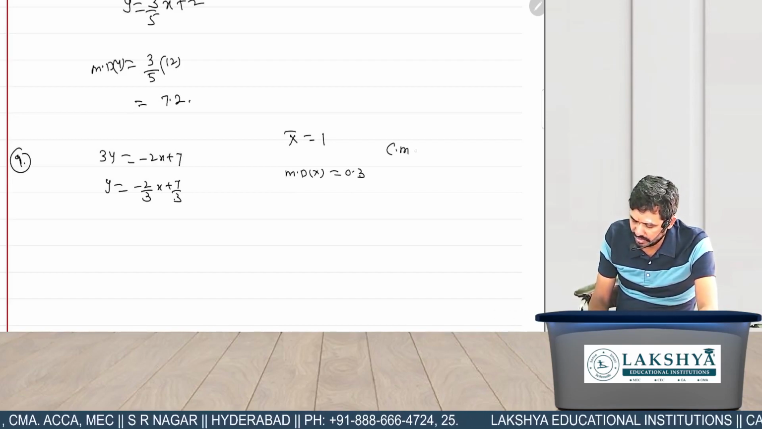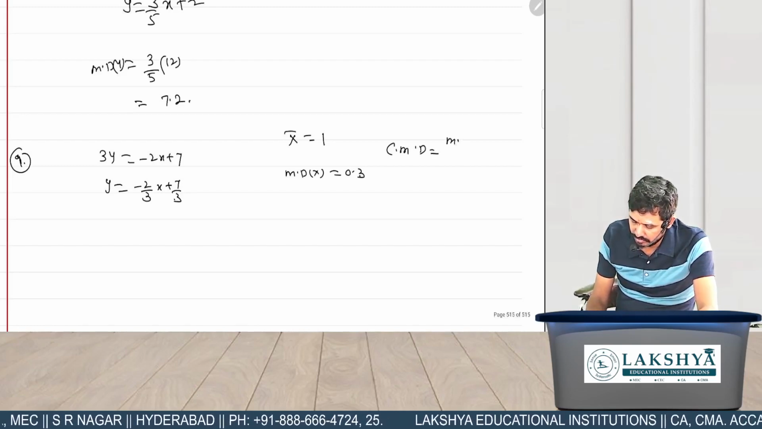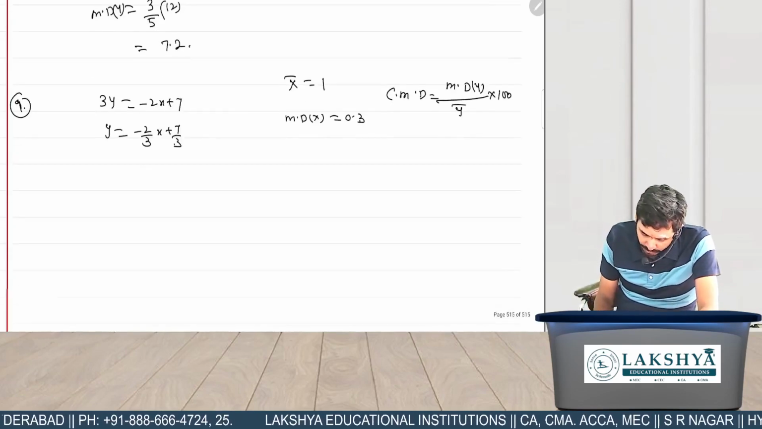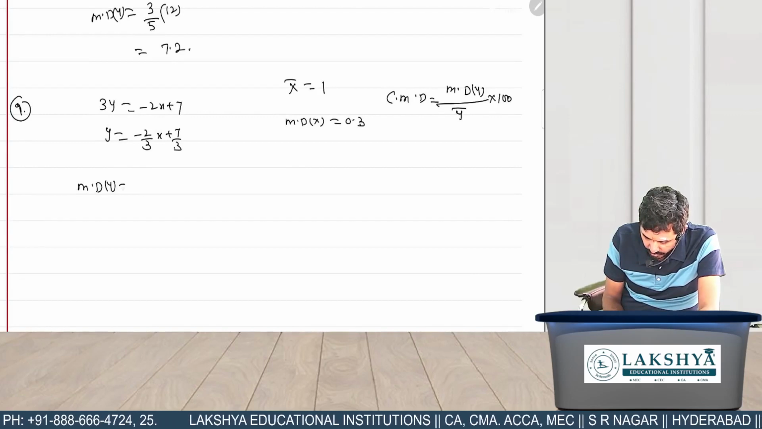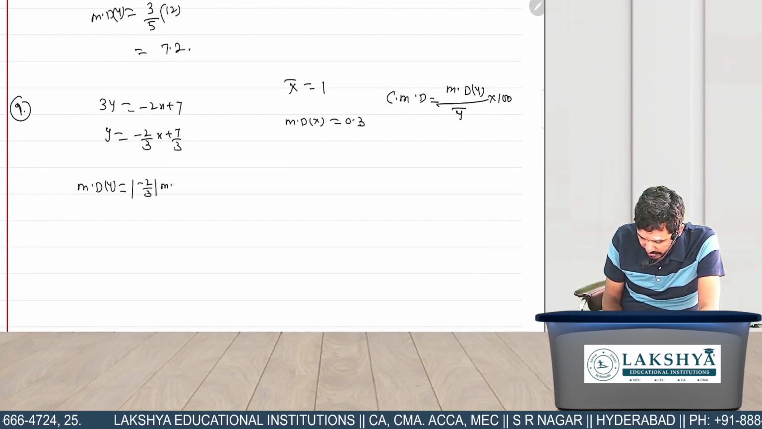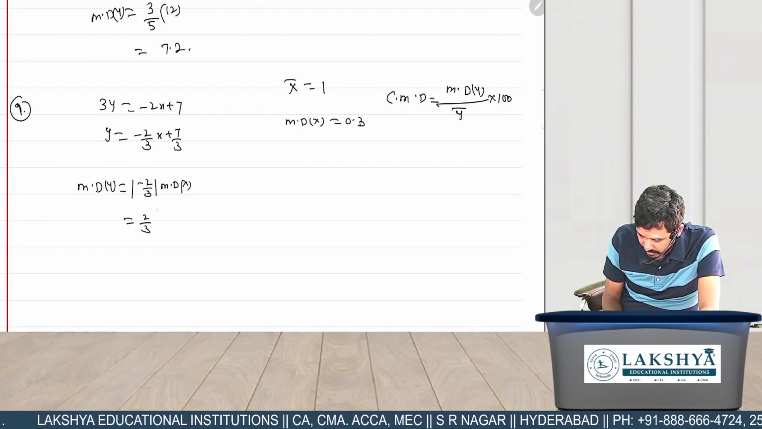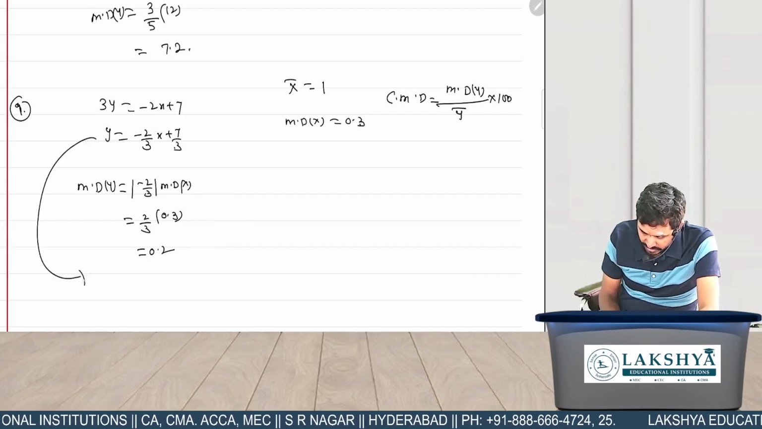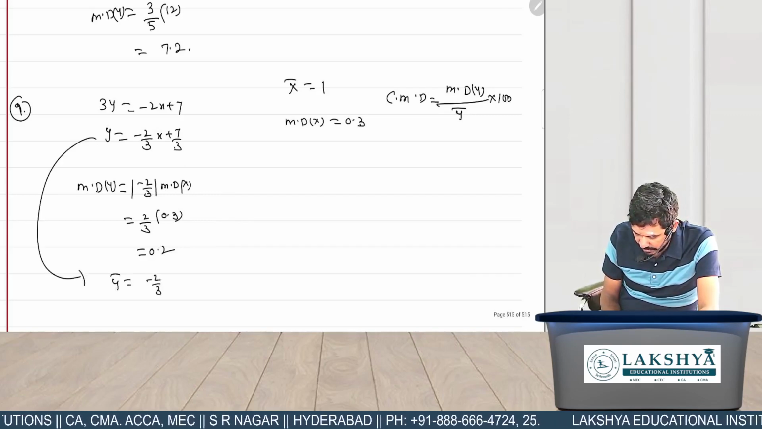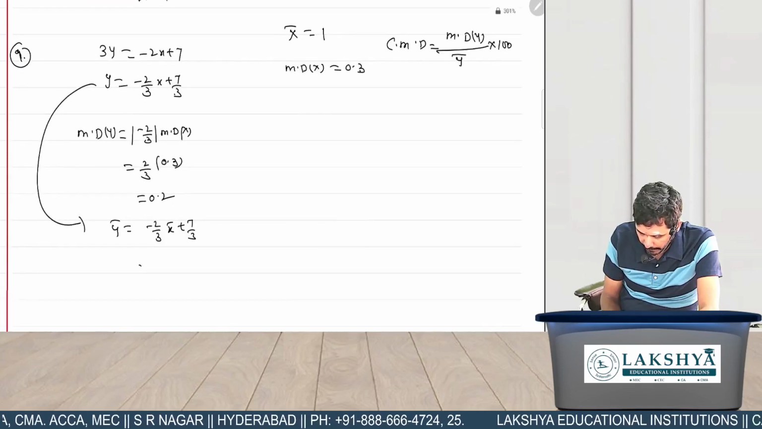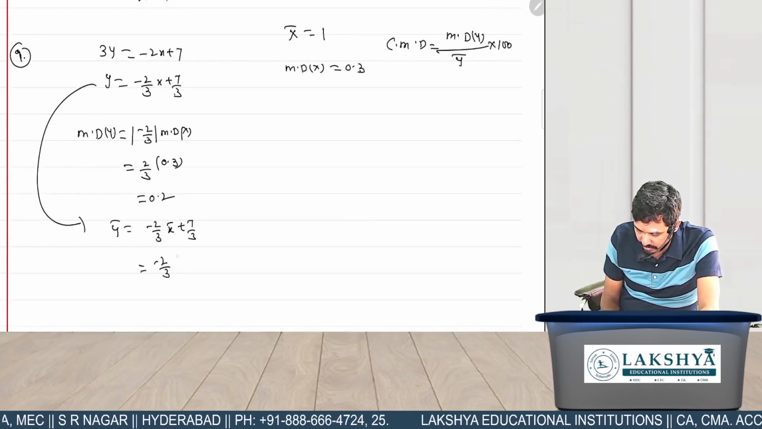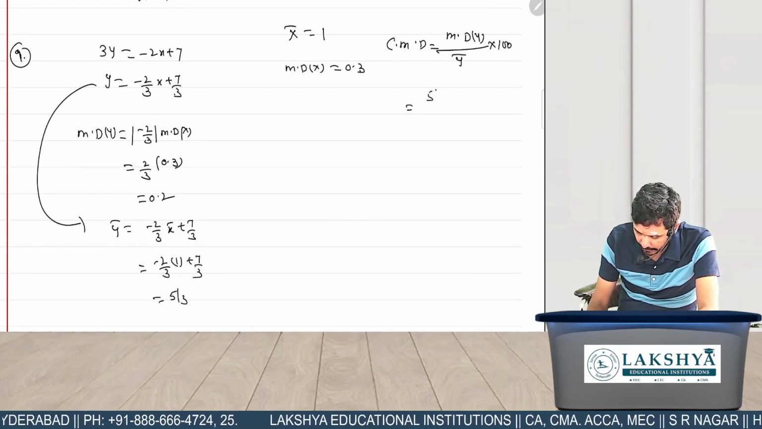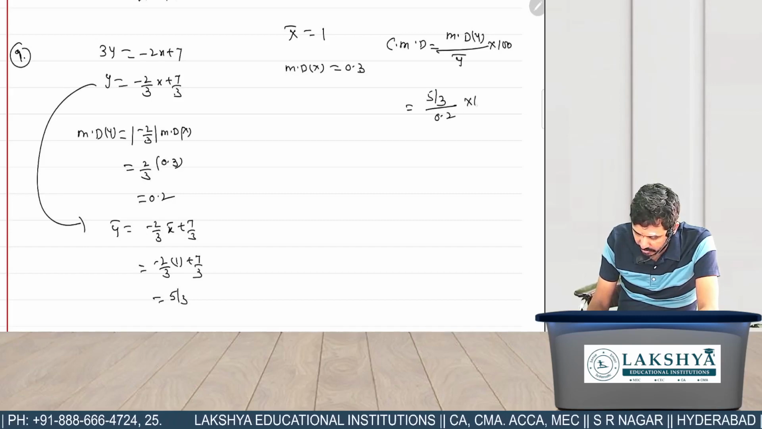Coefficient of mean deviation of y is mean deviation of y by mean of y into 100. From this, what is mean deviation of y? Modulus of minus 2 by 3 into mean deviation of x. 2 by 3 into mean deviation of x is 0.3, which is equal to 0.2. Same relation for the mean: minus 2 by 3 into x bar plus 7 by 3. Minus 2 by 3 times x bar value 1 plus 7 by 3, which is equal to 5 by 3. 5 by 3 by 0.2 into 100.